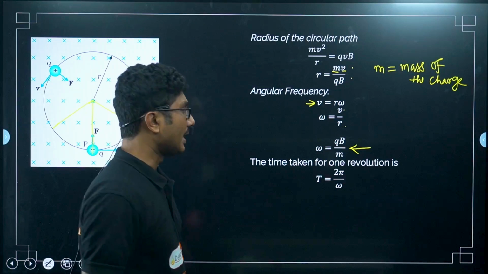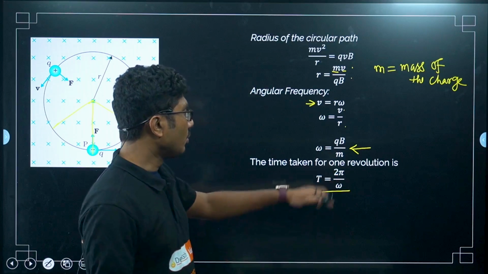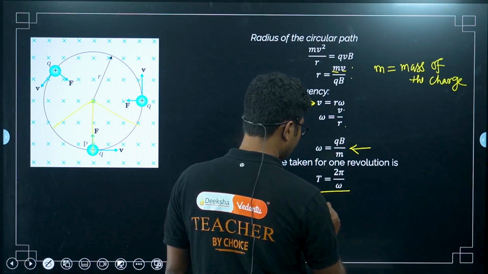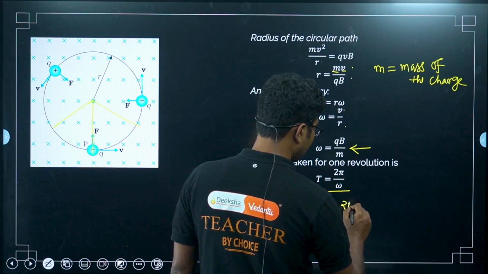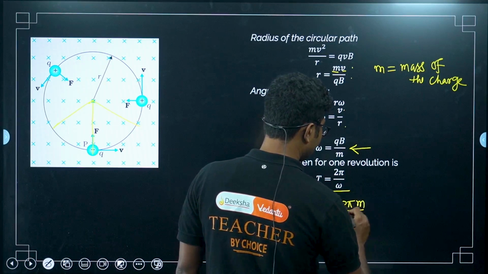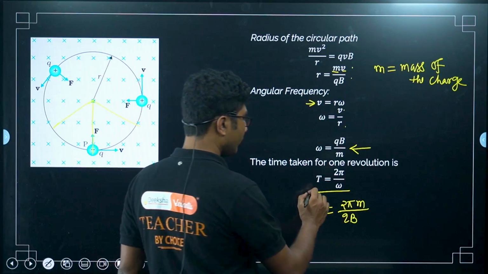And time period, this is another important formula. Time period we also know is 2 pi by omega. So you can put the value of omega here. So the time period will be 2 pi divided by qB by m, and m will go up. So T equals 2 pi m by qB. Previous year questions, this formula is also very important.